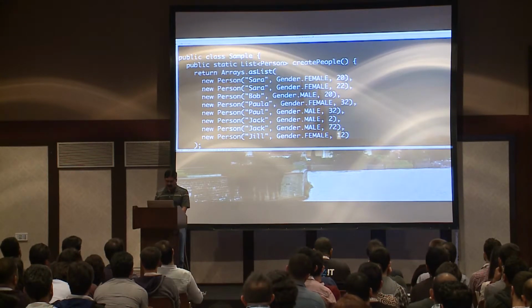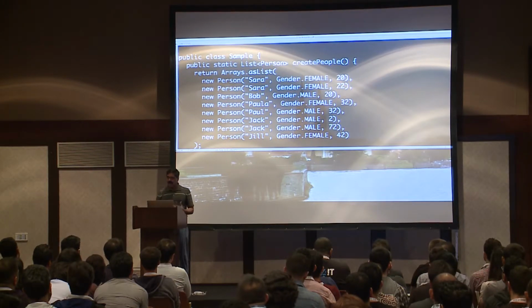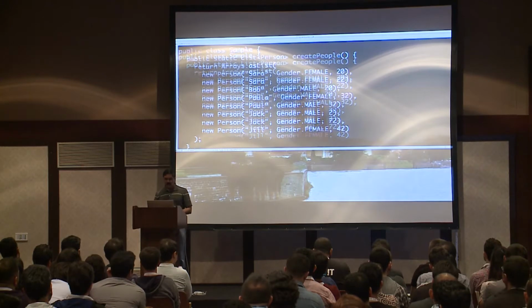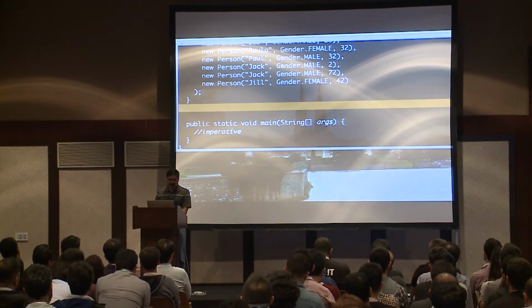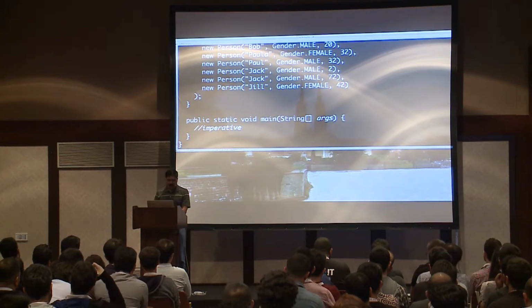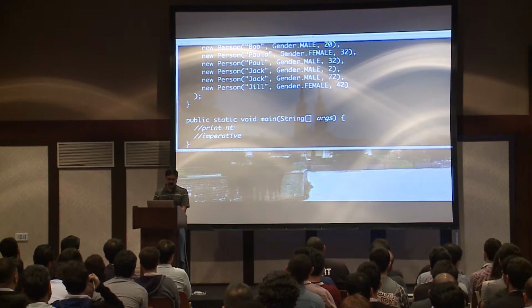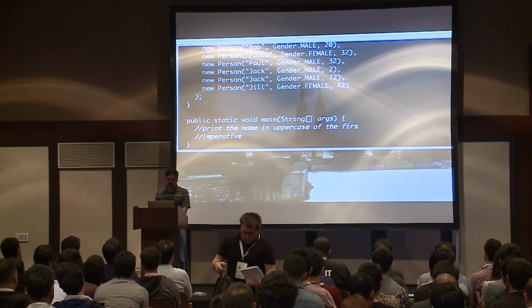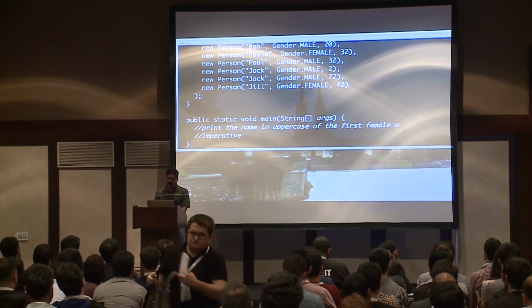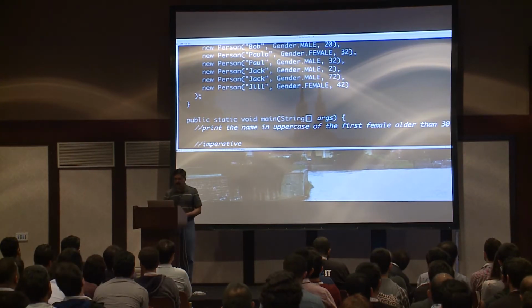Let's make this Jill about 42 right here. But let's say I'm interested in getting the name in uppercase of the first female older than 30. So how do I do this operation of first female older than 30? Let's say, print the name in uppercase of the first female older than 30. Well, how do I write this code in imperative style?